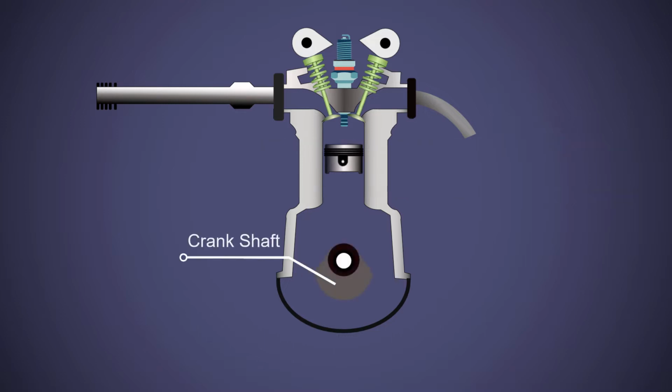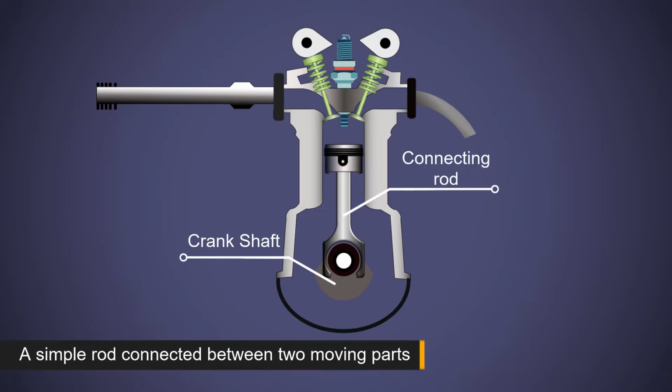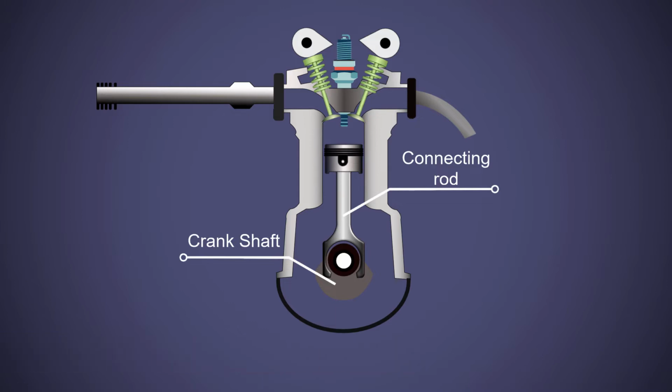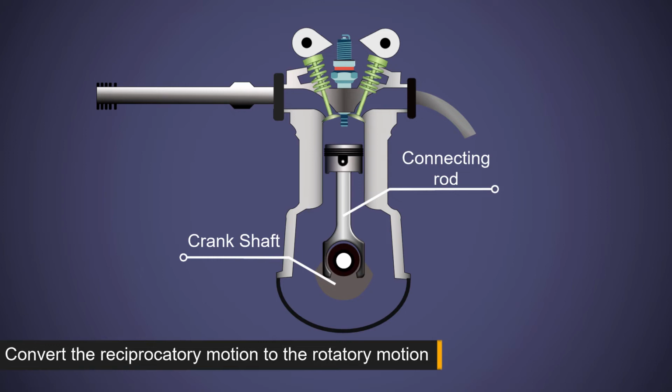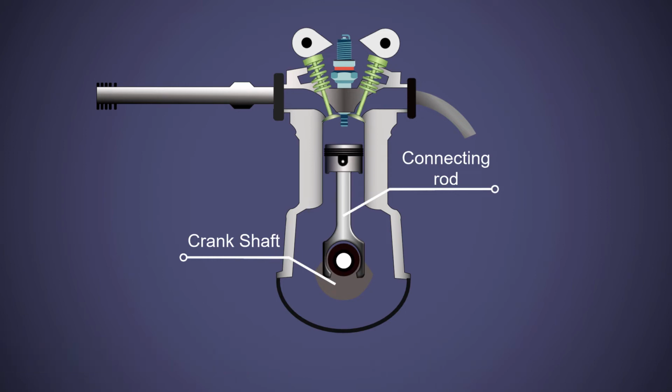This piston is then connected to the crankshaft through the connecting rod. What is a connecting rod? The connecting rod is a simple rod connected between two moving parts. In this case, it is connected between the piston and the crankshaft. The crankshaft is a component that is used to convert the reciprocatory motion to rotatory motion, that is, the up and down movement of the piston to the rotary motion.